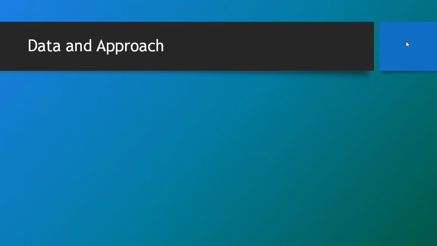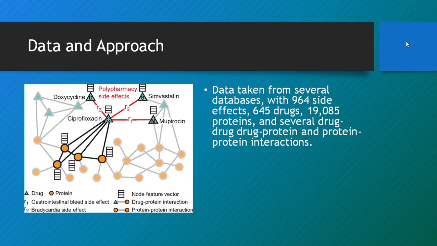Data and approach. The data on interactions between drugs and proteins were based on several databases and recorded. It contains 964 side effects, 645 drugs, 19,085 proteins, and several drug-protein and protein-protein interactions.